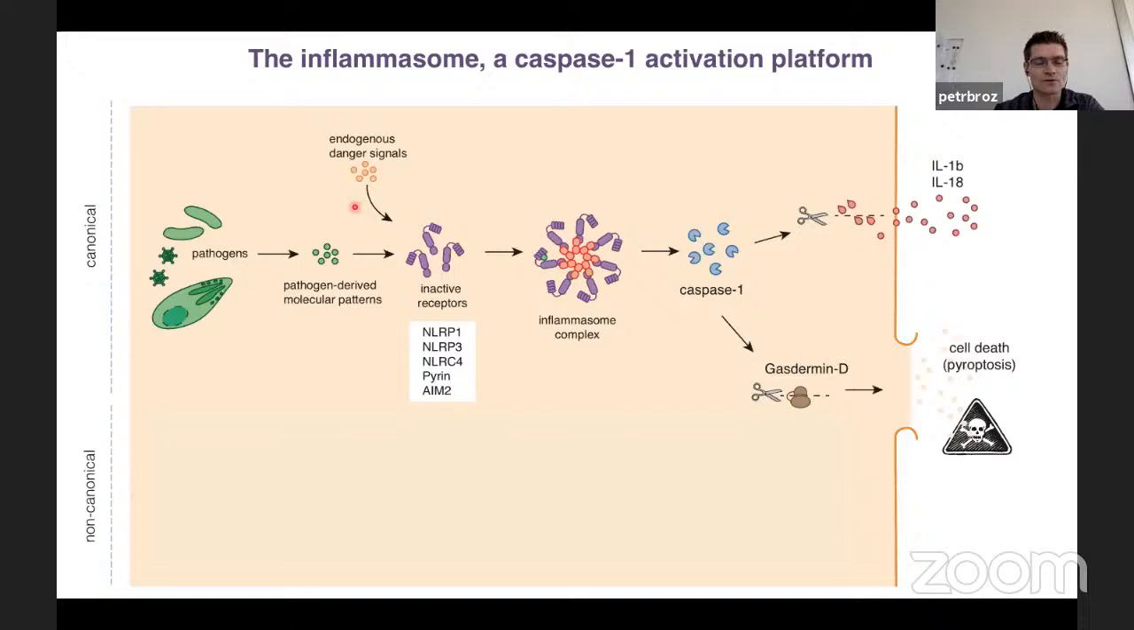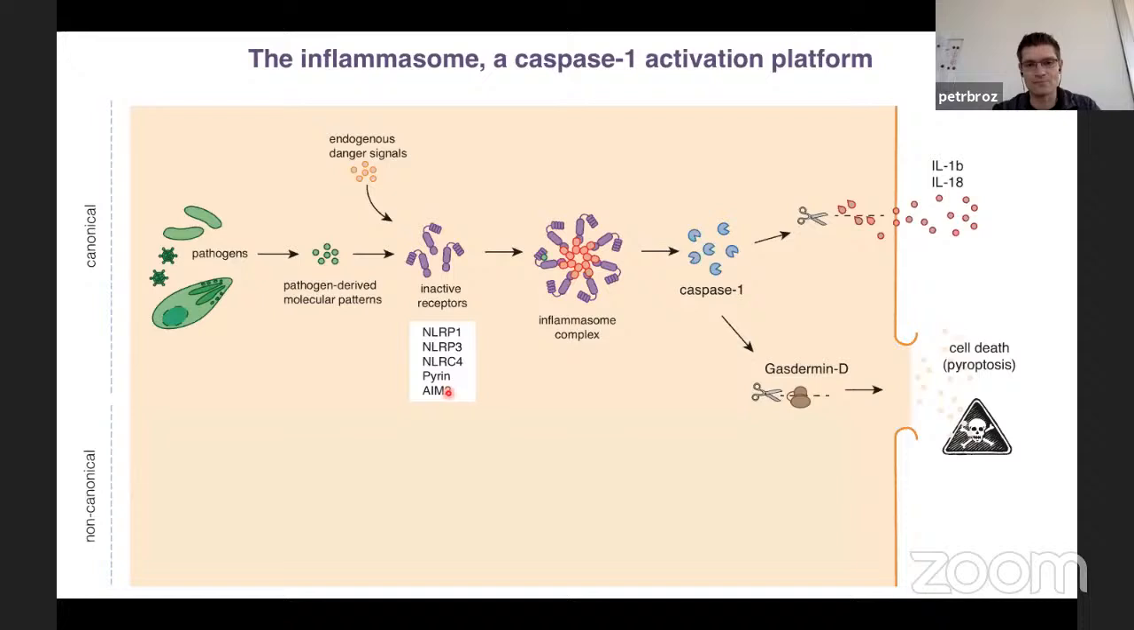Now, there's a couple of different receptors here. So at the moment, there's five confirmed inflammasome-forming receptors: NLRP1, NLRP3, NLRC4, pyrin, and AIM2. But many more have been proposed to also form inflammasomes, but a little bit more confirmation is probably necessary until it is more widely accepted in the field.